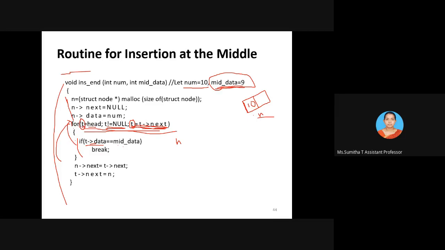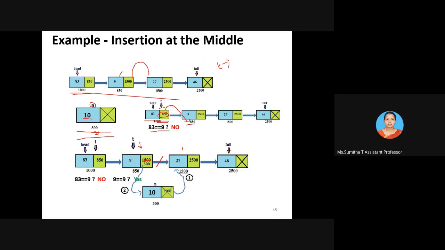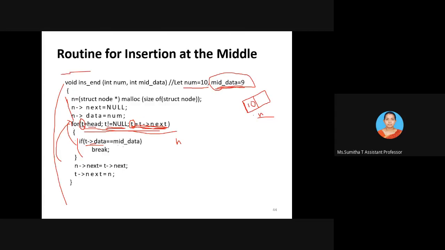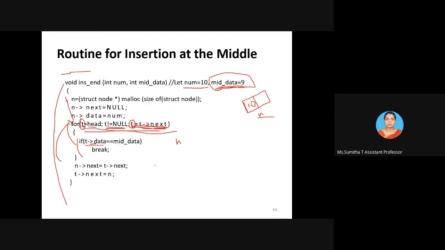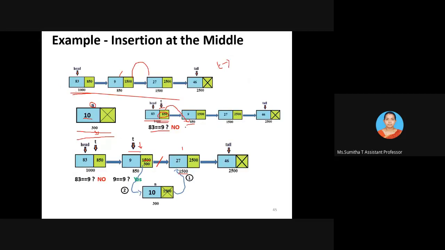Now what is the T value? T is moved here, to the second node. Again, I will check that T is not equal to null. If it is null, it comes out, otherwise it moves on. Again the T node is incremented by 1. In the next iteration it moves here, so now T is in the second node.